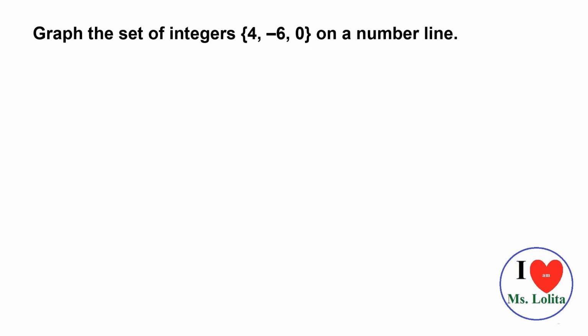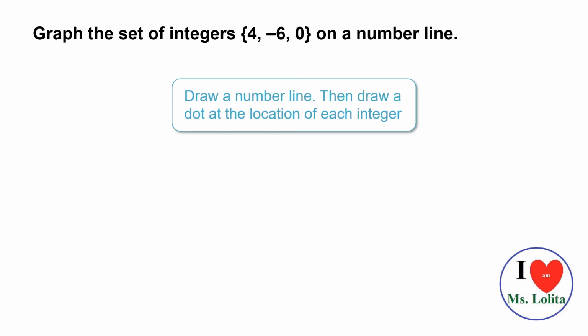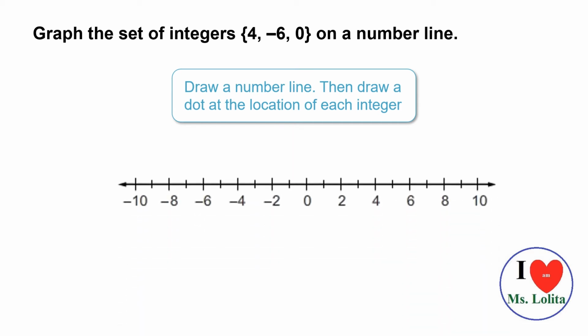Let us work on another example so that you can perfectly understand the lesson. Graph the set of integers 4, -6, and 0 on a number line. We are going to draw a number line. Then, draw a dot at the location of each integer. Let's draw a number line from -10 up to +10. Let us plot first the +4.